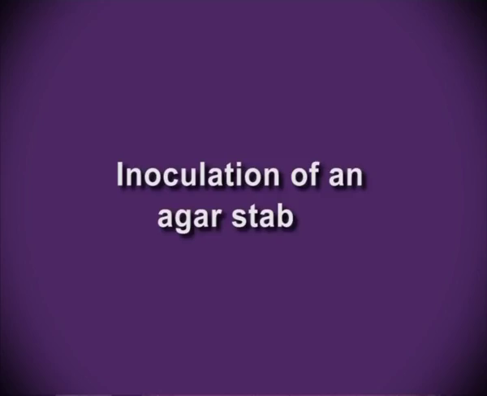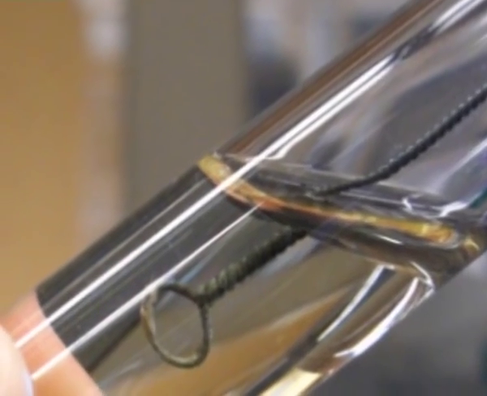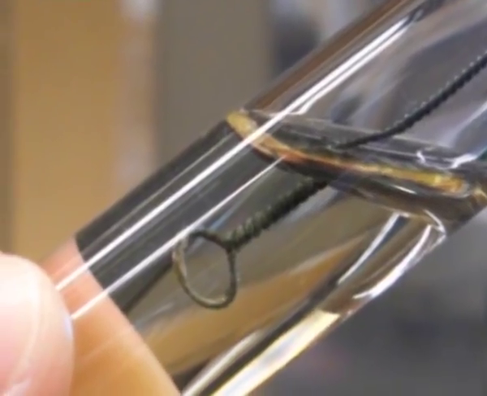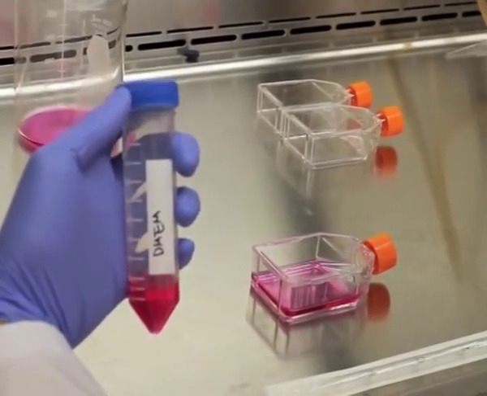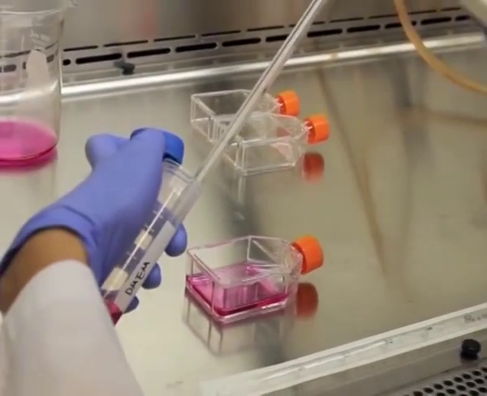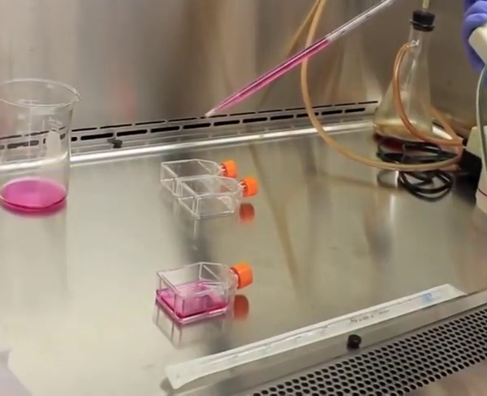Inoculation of an agar stab. Using aseptic technique, pick a single well isolated colony with a sterile inoculating stab needle and stab the needle several times through the agar to the bottom of the vial or tube, as depicted in figure 6. Replace and tighten the cap. Make sure the tube and the cap are well labeled.